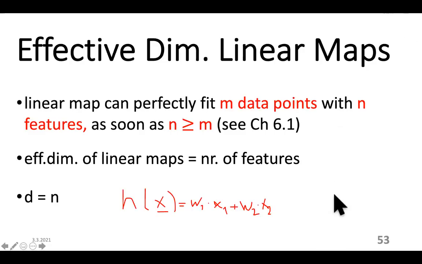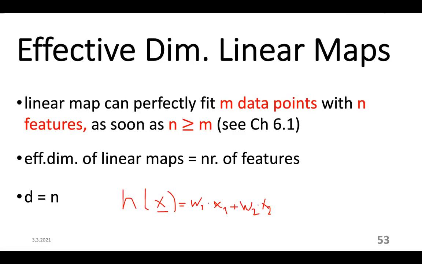There's one question: should it be n larger or equal to m? Yes, you can perfectly fit m data points as soon as the number of features is large enough. So it must be n larger or equal than m. You can go over the proof in the course book, chapter 6, or point out a mistake in my derivation, but I have double checked it, I hope.